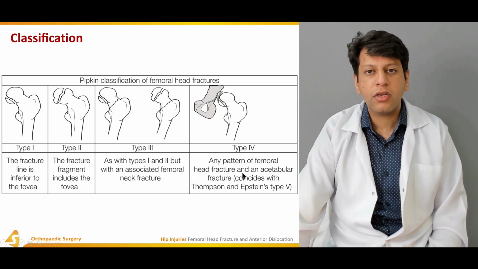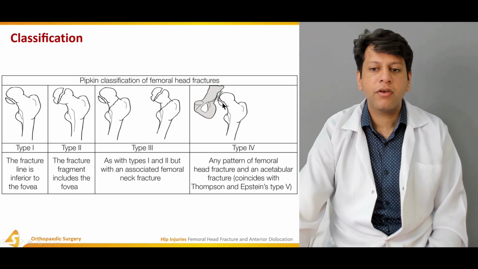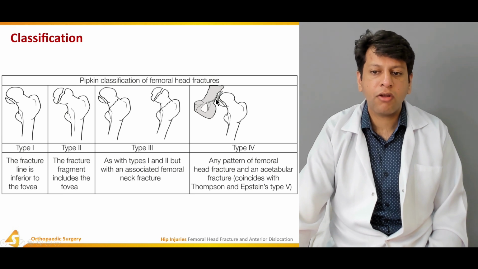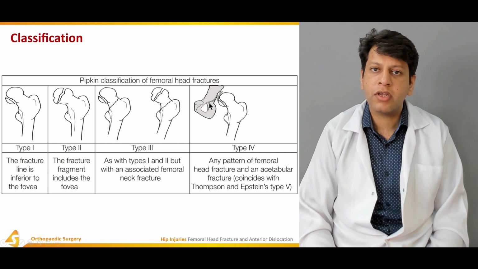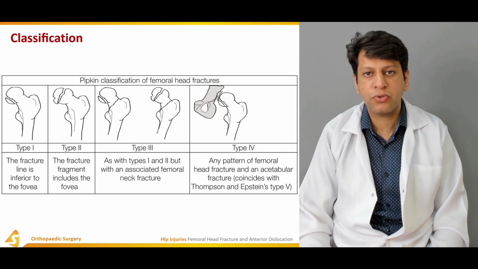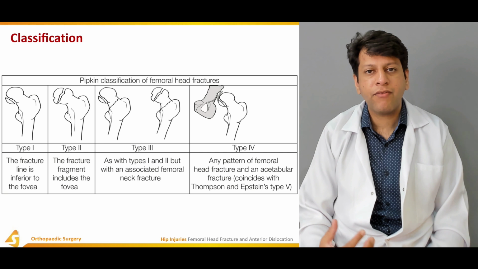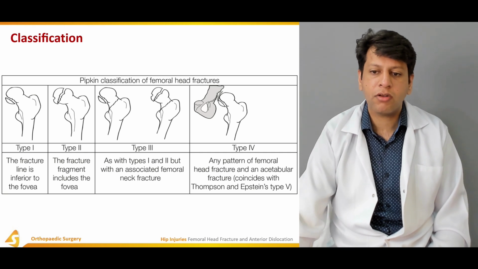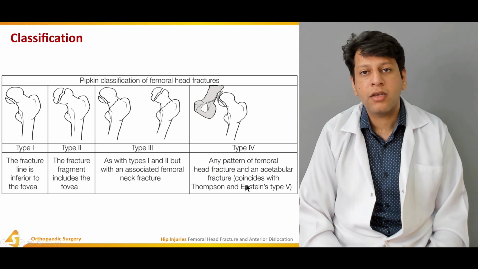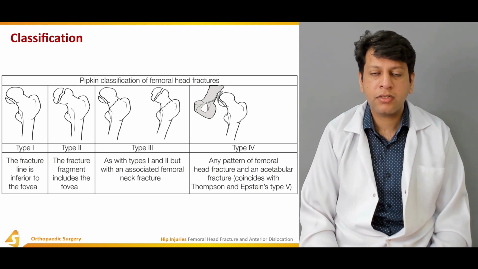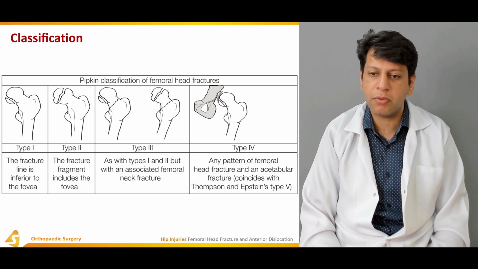Now type 4 is associated with femoral head fractures along with acetabular fractures. Remember the Thompson-Epstein classification for the posterior hip dislocation. The type 5 was the same as this type 4 Pipkin. It's acetabular fractures associated with femoral head fractures, and they're leading to posterior hip dislocation.